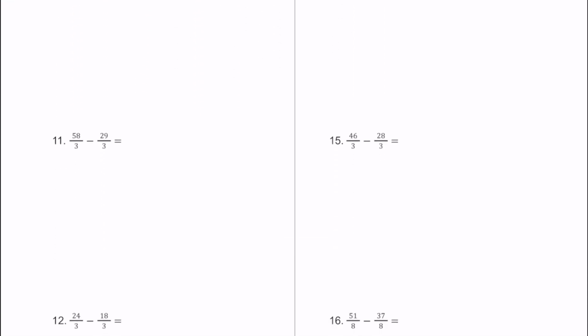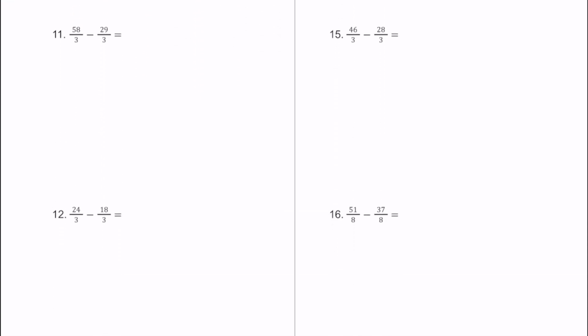Let's check out number 11. For number 11, we have 58/3, and we're going to take away 29/3. So let's go ahead and subtract these. Our common denominator is going to be 3. On the top, we have 58 minus 29, so we're going to find the difference of those two numbers and put that over 3. Now, 58 minus 29, I believe, is just 29, because if you double 29, that's 58.